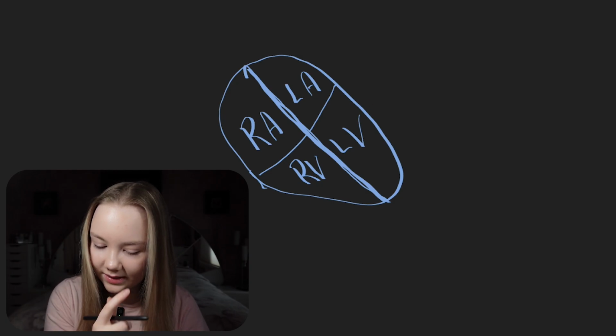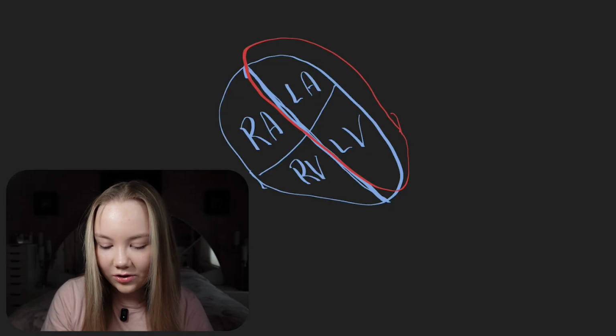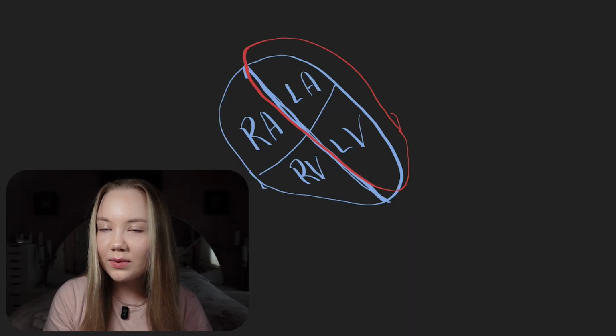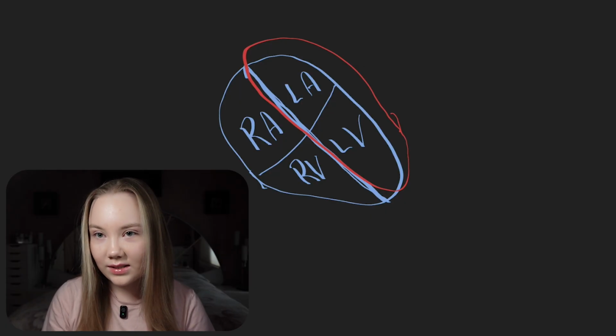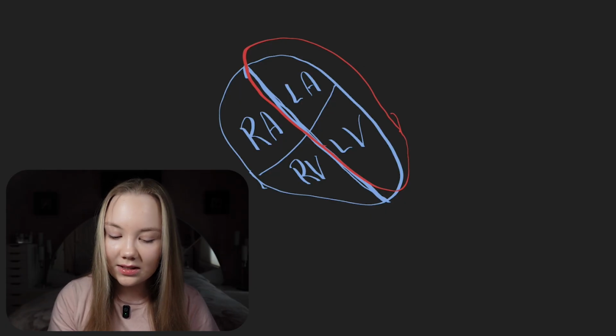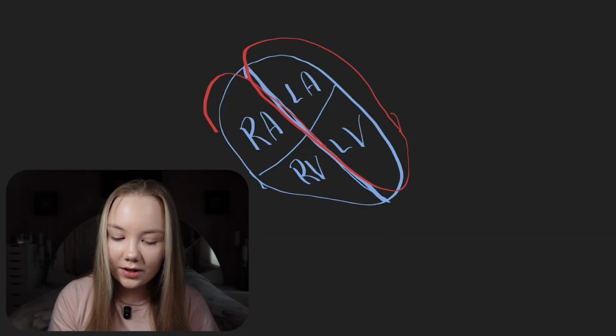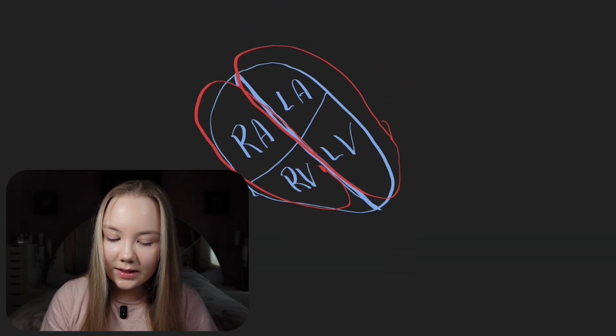Now we would imagine that this part right here would be right atrium and ventricle, but it turns out we're going to be looking at the heart in a way that someone else would see it, right? So from another person's perspective, this would be the right side of your heart right here.